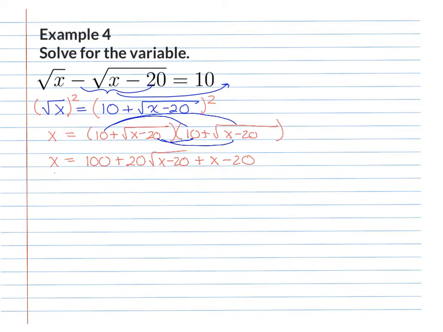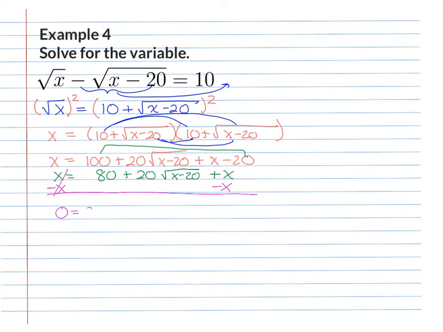So we're going to have x is equal to, I'm going to combine these two terms right here, and that will give me 80. So now I have 80 plus 20 times the square root of x minus 20 plus the x. I'm going to subtract this x to the other side. That goes away. Now I have 0 is equal to 80 plus 20 square roots of x minus 20. I'm going to move the 80 to the other side, and now I'm going to have 80 is equal to 20 times the square root of x minus 20.